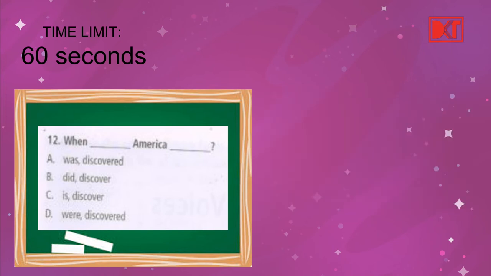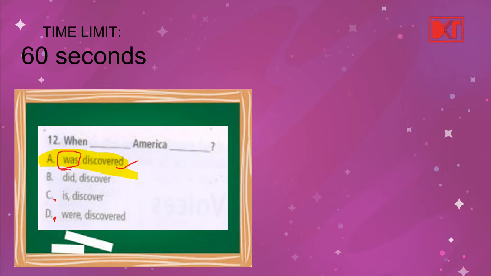When dash America discovered? A: When was America discovered? B: When did America discover? C: When is America discovered? D: When were America discovered? Now here, this one seems pretty easy as well. The correct answer is A. When was America discovered? Alright, here past participle and was, we're talking about the past.